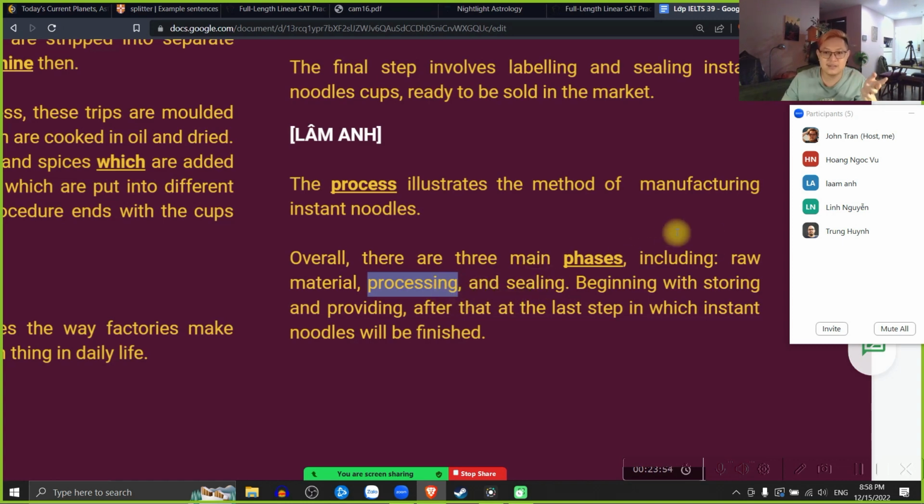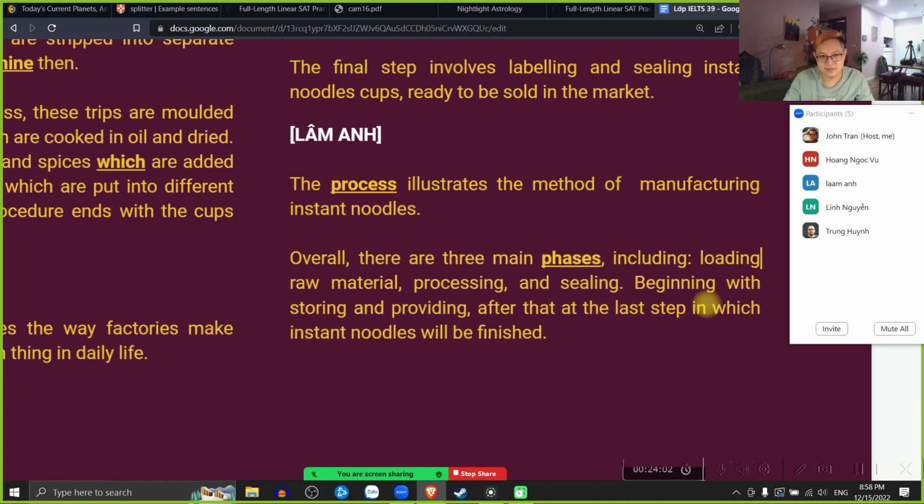I think the phases should be like a verb-ing form. Nó phải là một cái dạng verb-ing nào đó, including loading raw material, for example. Loading chưa? Cho nó vào, nhét vào. Processing and selling. Beginning with storing and providing. Chứa và cung cấp ha.